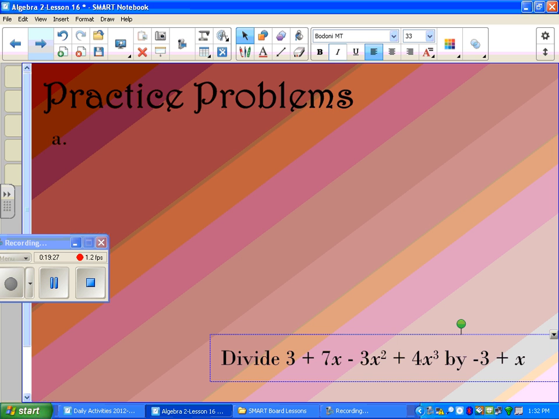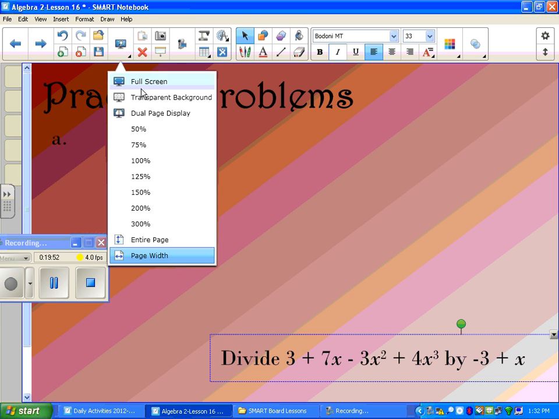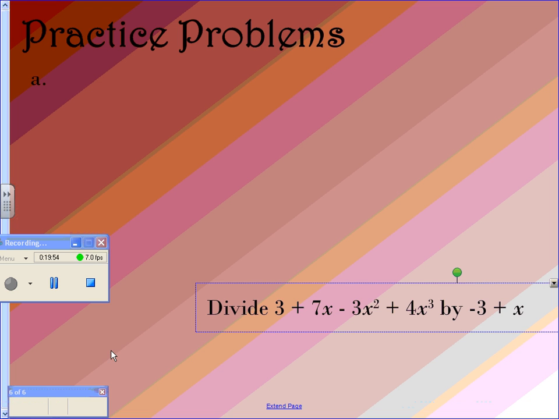All right, see if you can do this one yourself. Three plus 7x minus 3x squared plus 4x cubed, divided by negative 3 plus x. Do you need any placeholders?